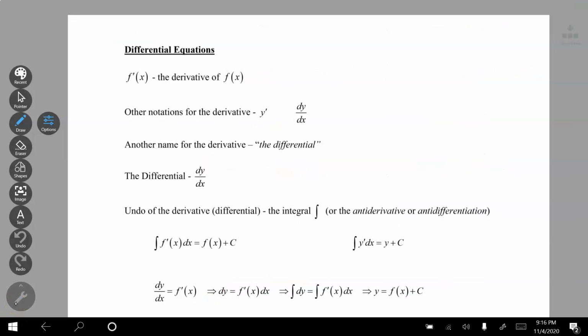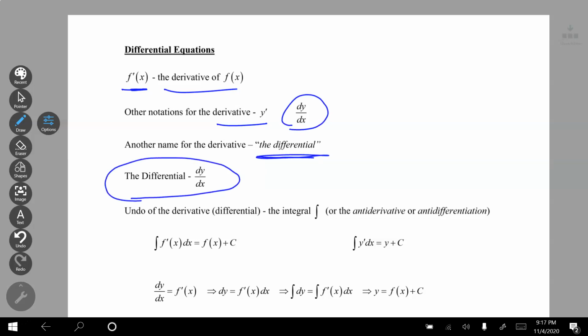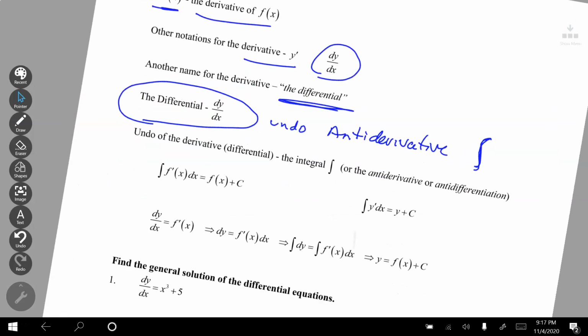So what are its applications in real life? Well, not real life, at least bigger problems than just plain old math. So f prime is the derivative, and another notation for derivative y prime is dy over dx, also known as the differential. So dy over dx is a differential equation. Is measuring the difference. So how do I undo a dy over dx? I have to use the undo for this, which is the antiderivative. And the symbol I use for the antiderivative is this integral symbol. That's what we've been working on.